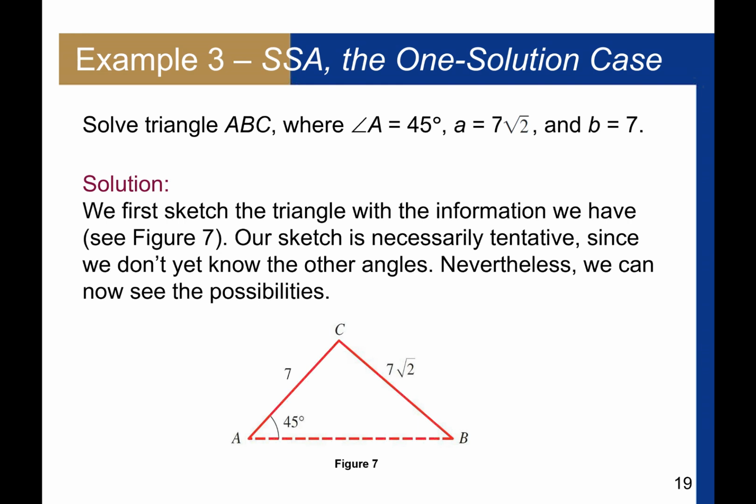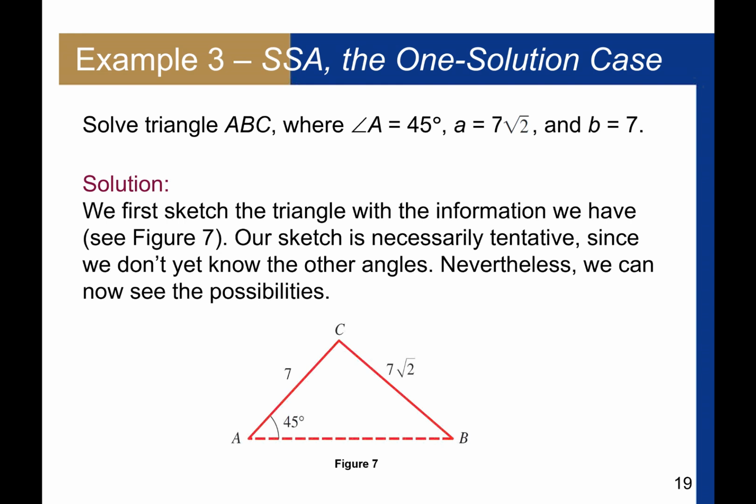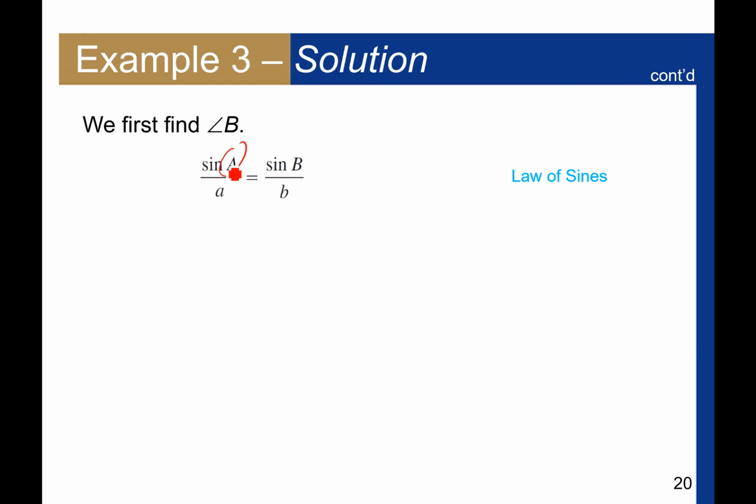Again, it says solve the triangle. So that means we need to find that missing side length and we need to find those two missing angle measures if possible. So again, wasn't that nice of them to give us the pair that we need: matching up angle A at 45 degrees and side A as 7 square root of 2 when we set up our law of sines.